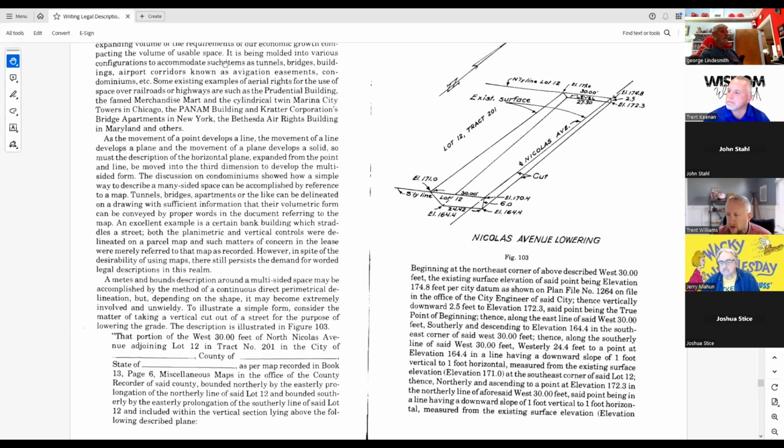Jason's throwing in the chat here that Boulder, Colorado has shade encroachment statutes.